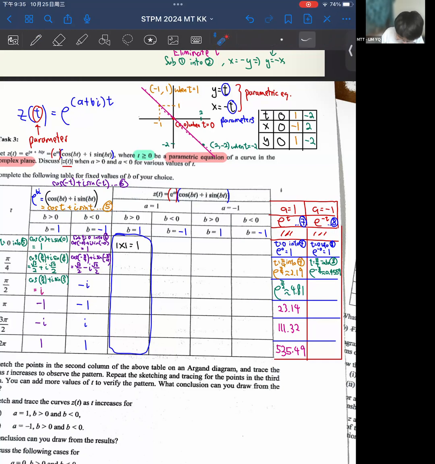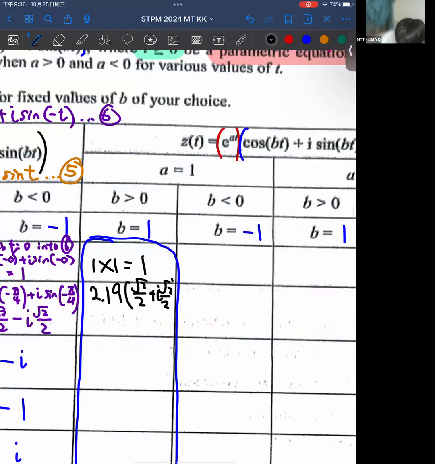The next one, this multiply by this. 2.19 multiplied by square root 2 over 2 plus i square root 2 over 2. Equal to what? You can try to find using calculator. 2.19 multiply square root 2 over 2.